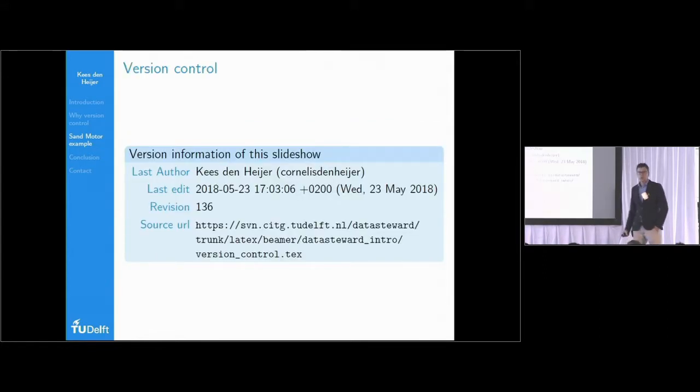Just a bit about version control. This very slideshow is also in the version control. And version control gives you information on who did contribute, when the changes are made. It gives you a revision number and it gives you a URL. So you can always see who did what and when.